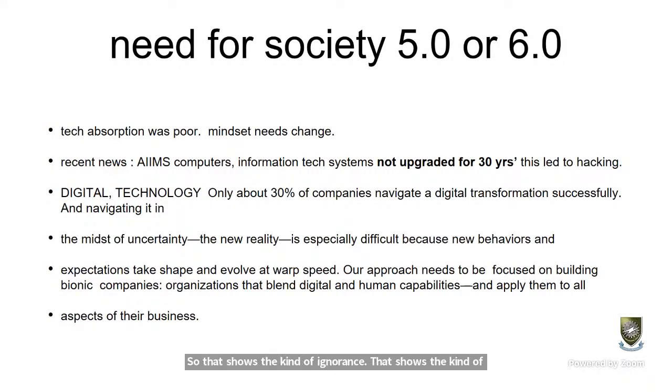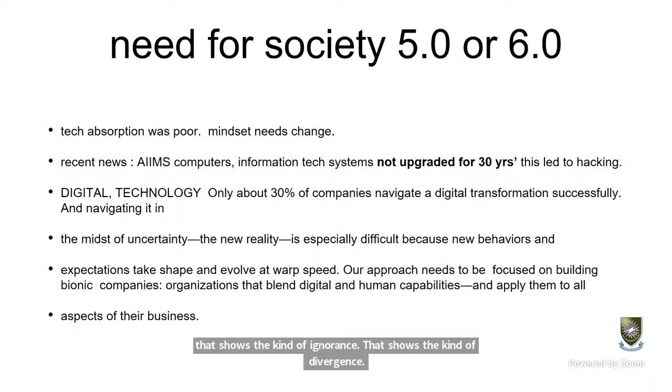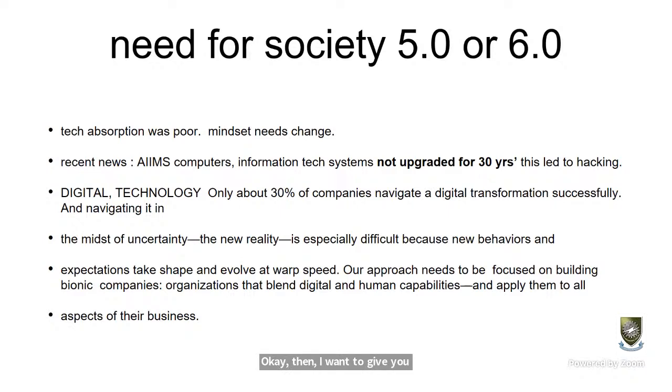Then I want to give you one more statistic which I am very familiar with. Many of our industries, like TCS, went in for digital about 10 years back, and we have been talking about digital transformation. The sad news is only 30% has succeeded. 70% are struggling. I wouldn't call it a failure. They are struggling.